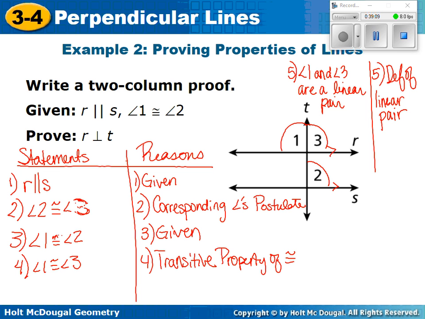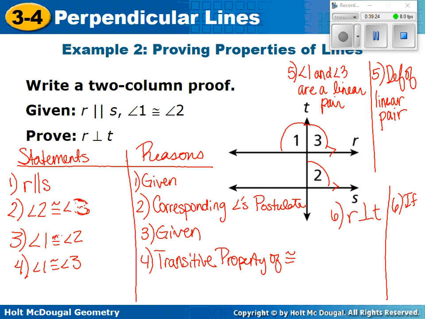And the lines are perpendicular. So which lines are we trying to prove perpendicular? R and T. So number 6 would be R is perpendicular to T. And the reason would be what we have over here on the board. There's not a name, so we're just going to have to write it out.